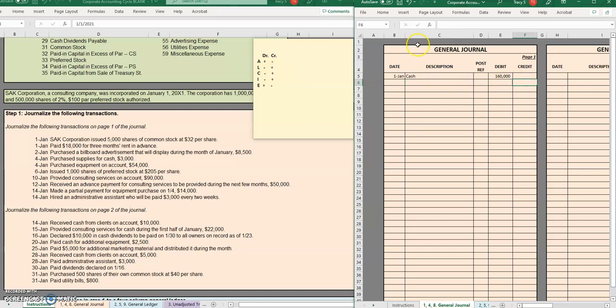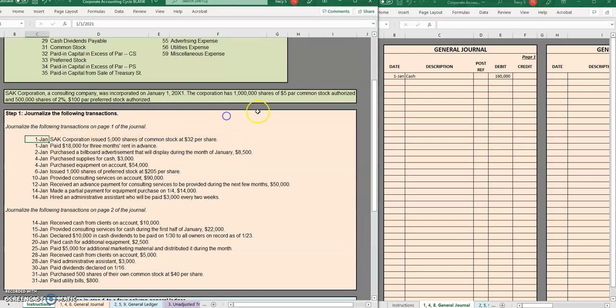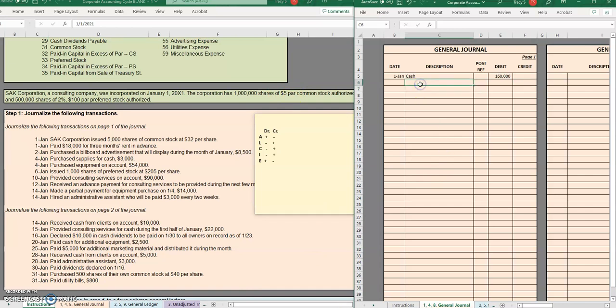Now here's where we need to go back and find some additional information. It says that 5,000 shares were issued at 32, but this doesn't give us our par. So let's take a look at this information here. It tells us that the corporation has 1 million shares of $5 par. So this is a $5 par common stock. Right? So when we are doing our journal entry and we're crediting common stock, we are going to value it at the 5,000 shares that we are issuing times the $5 par.